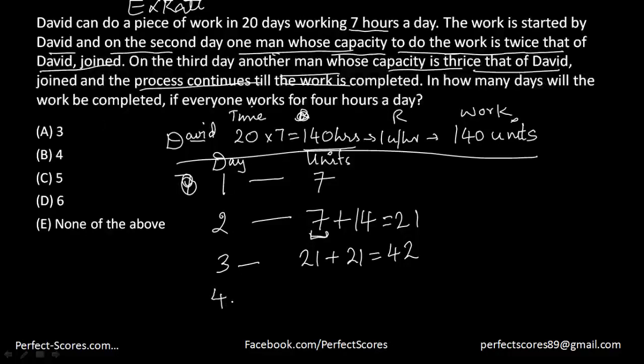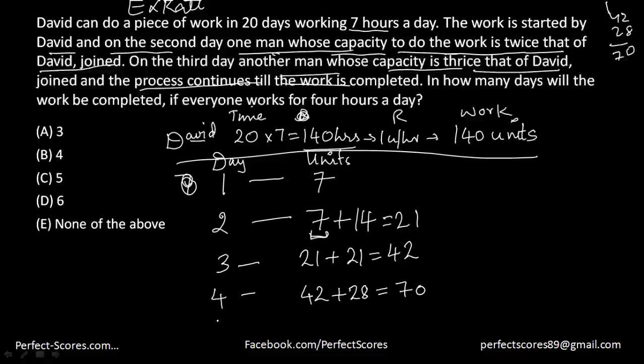So on the fourth day, it's going to be 42 plus there will be a person joining, which is 4 times the capacity of David, right? That would be 4, so twice, thrice, so it would be 4 times. So that would be 42 plus 28, right? So if I add 42 and 28, what does it come down to be? That comes down to be 70, right?